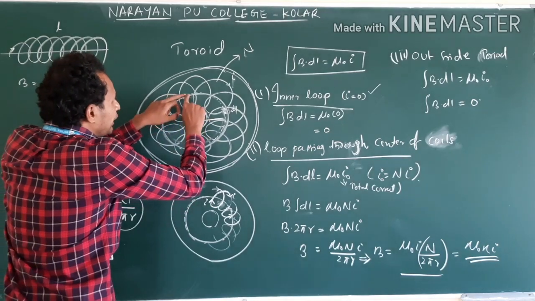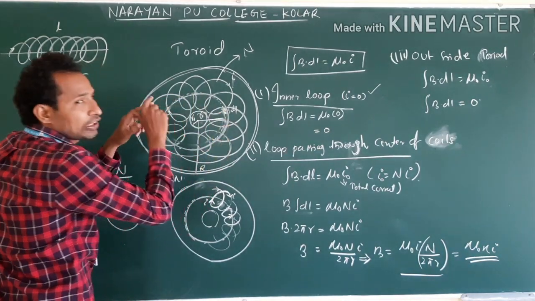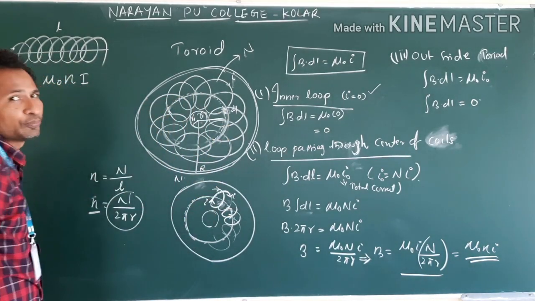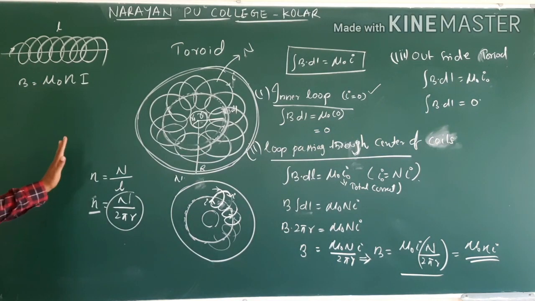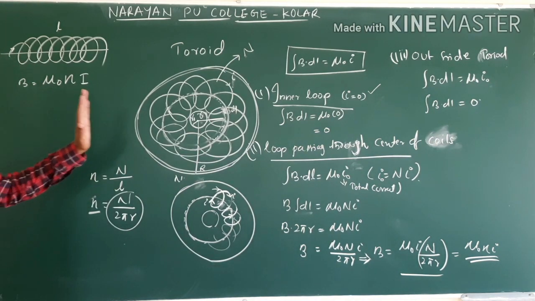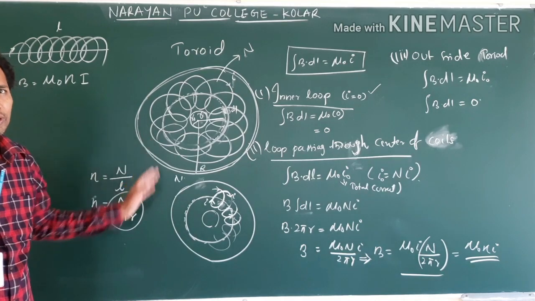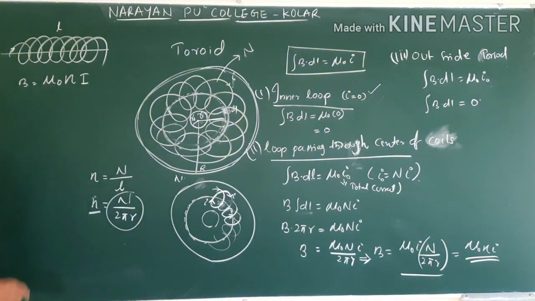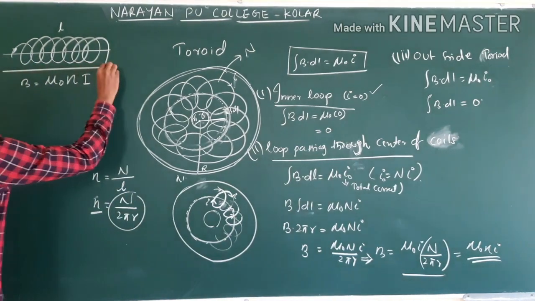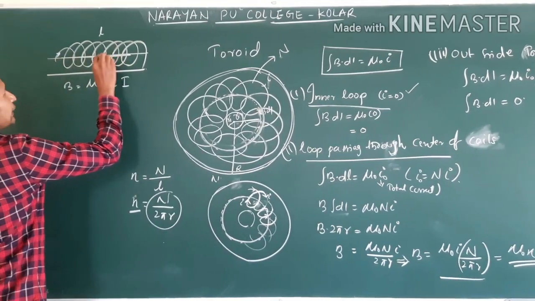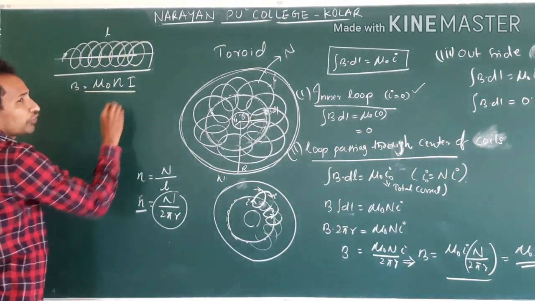In the toroid, the magnetic field inside the coil has magnitude mu naught n I. Understand? You just remember the formulas. And one more important point. For a solenoid, this is passing through the axis. At the center of the solenoid, you follow this formula.